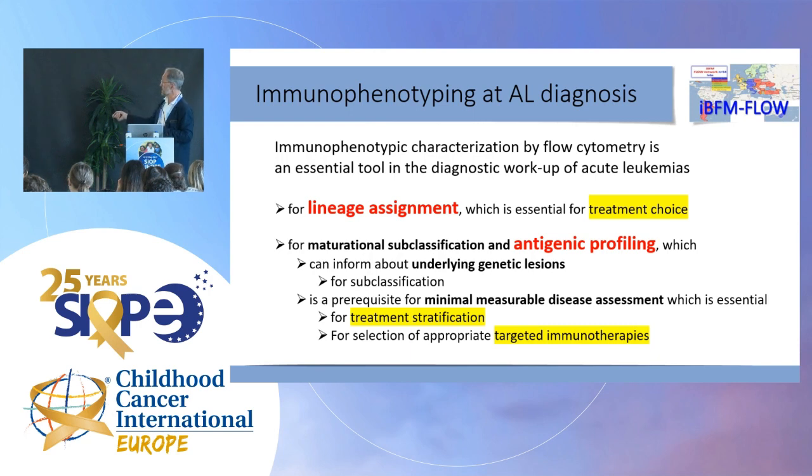Minimal residual disease clearly is about treatment stratification, but not only. It's also about informing what to do in the further workup, in the further schedule of the treatment, about targeted immunotherapies. And this is a mainstay which you will be needing for the future, which you cannot do by genetics. This is the mainstay of why you will need flow cytometry.